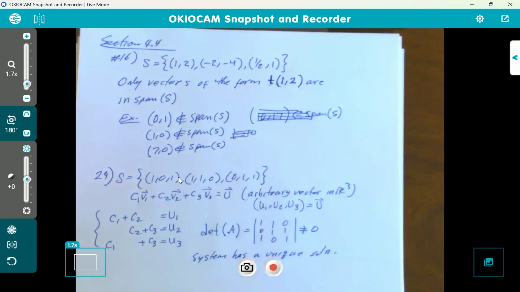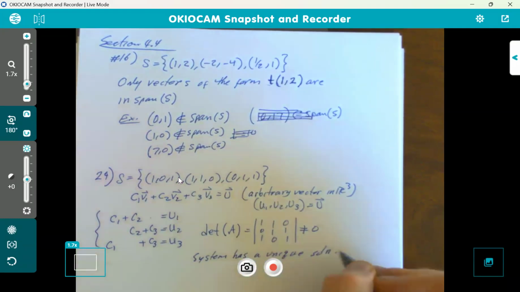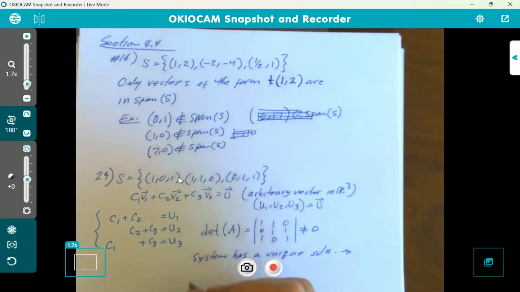Okay, so the system has a unique solution. That means S, again, spans R3. In other words, every vector that you make up, we'll be able to write it as a linear combination of these. Now, this determinant, again, it's not 0 because I tried it.